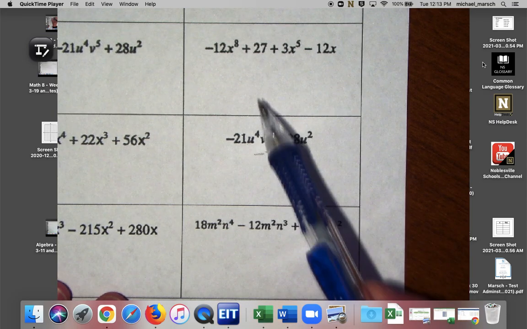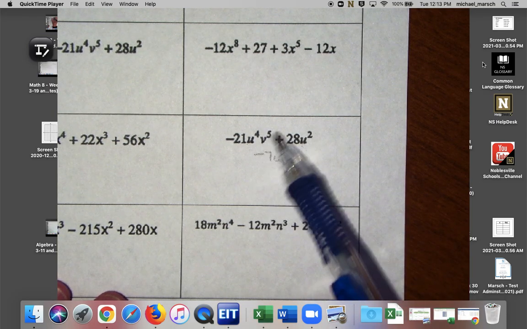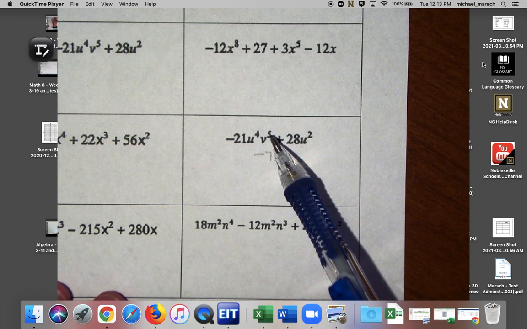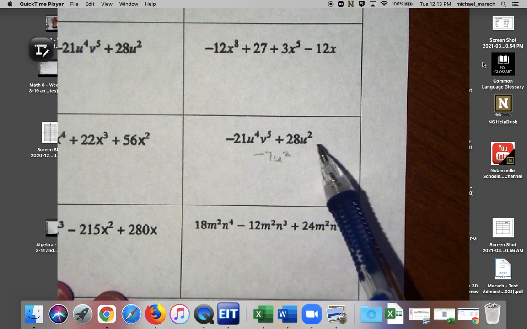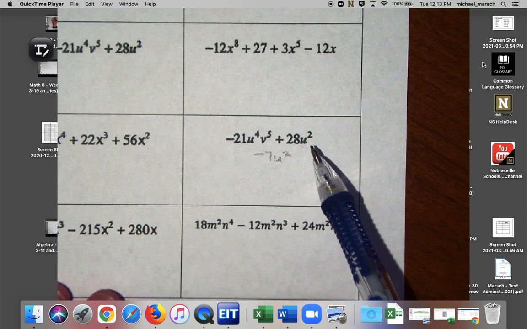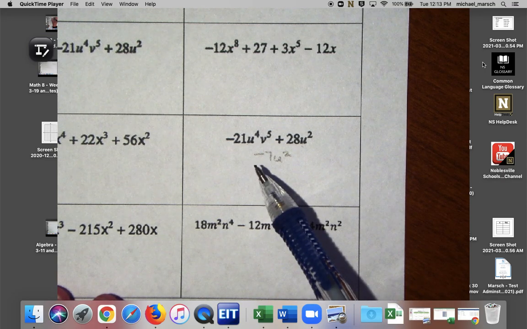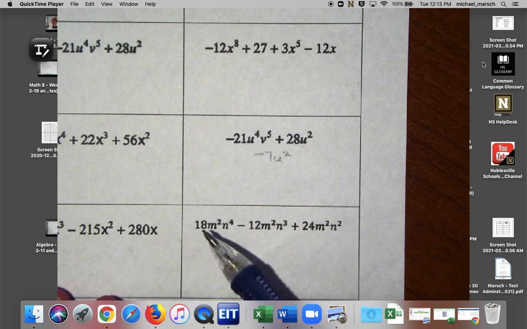And then I have a v to the 5th. Can I do anything with the v to the 5th? Is there a v in both terms? No. So that's not going to be part of my greatest common factor. That's just going to be something I put in the parentheses section.